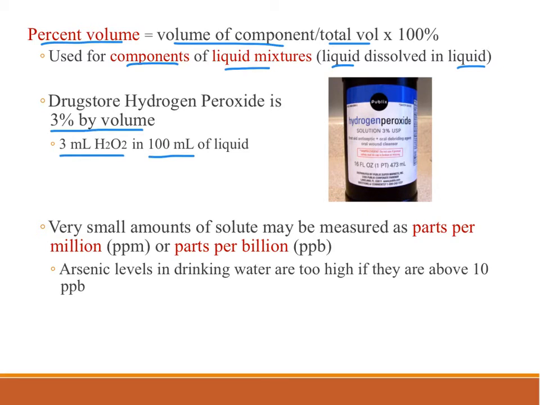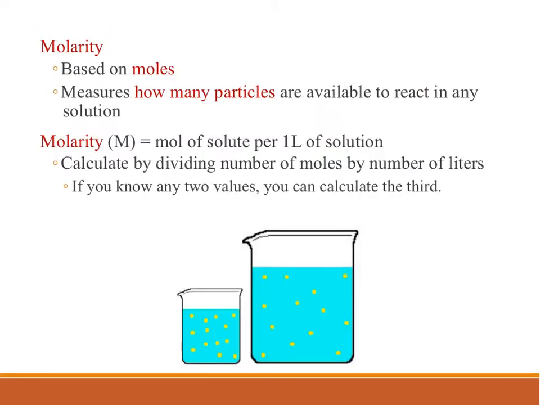Very small amounts of solutes may be measured as parts per million or parts per billion. One piece, whatever size you want to make that per, if you had a million of those pieces, so say 1 cup in a million cups or 1 milliliter in a million milliliters. This is something you see frequently when we're talking about toxins in drinking water. So arsenic levels in drinking water are too high if they are above 10 parts per billion. So it doesn't take very much arsenic to cause a problem.